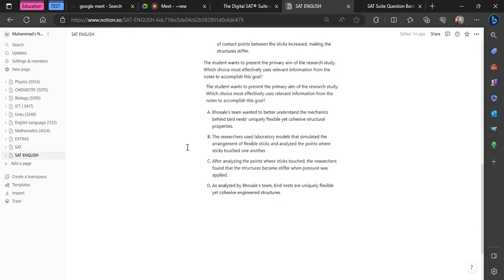So how did you come up with that answer? Can you please explain it to the other students as well before we move on? Yeah, so basically, what you do first is look at the question. The keyword is primary aim. So it can't be B, C, or D because B is talking about the method, not the aim. C is talking about what happened after the method, so again, that can't be the aim. And D is talking about the conclusion, so that can't be the aim either. A clearly says that the team wanted to better understand, and that was the aim as talked about in point 2 of the passage.